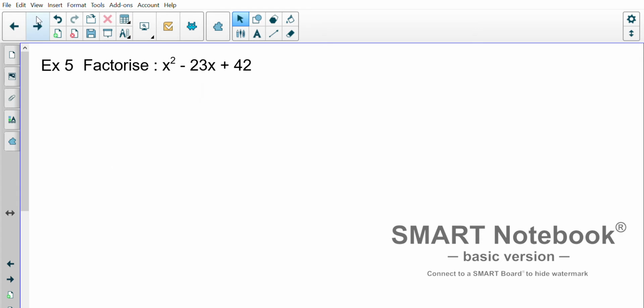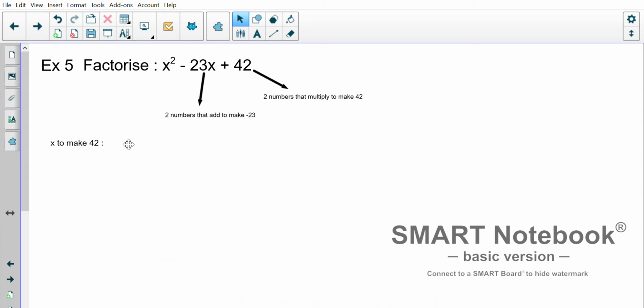The numbers are a wee bit bigger this time, but don't let that put you off, because we're still looking for two numbers that add to make minus 23, and two numbers that multiply to make 42. So what combinations could we have there? Let's look at numbers that multiply together to give you 42.